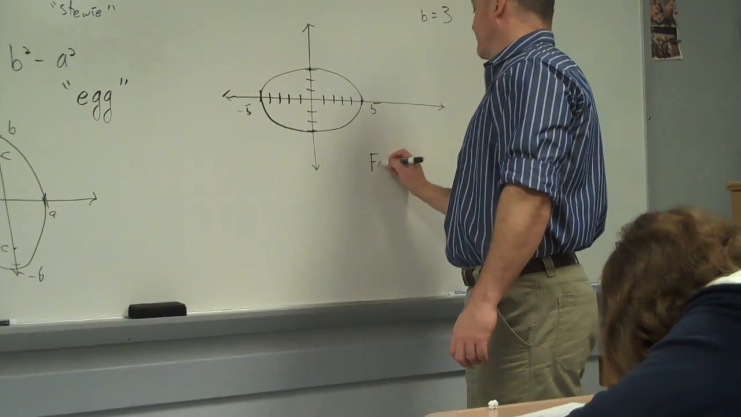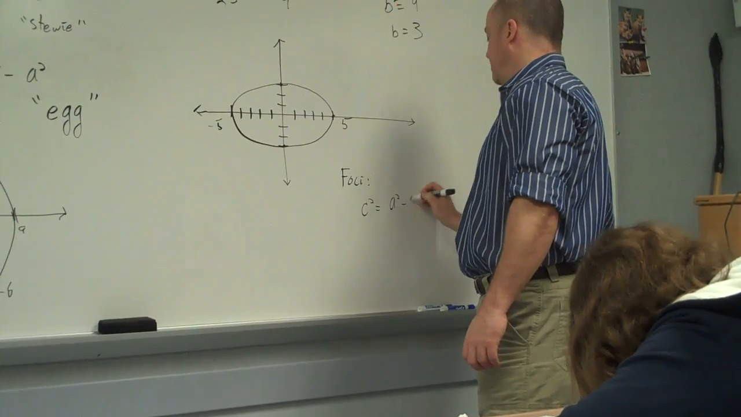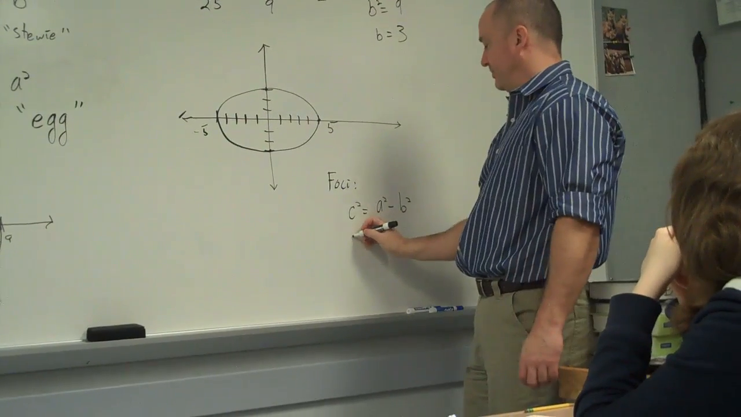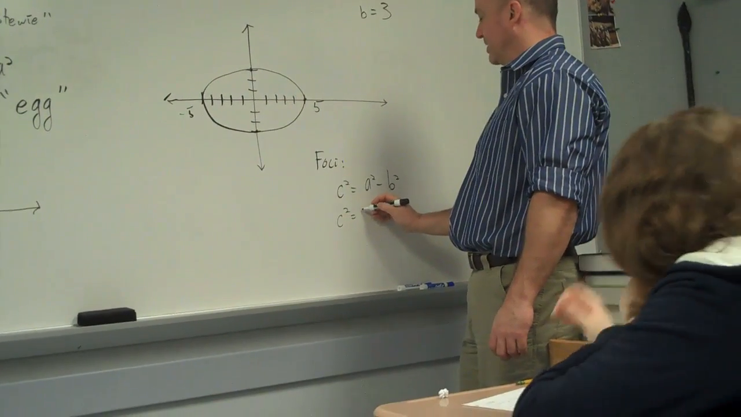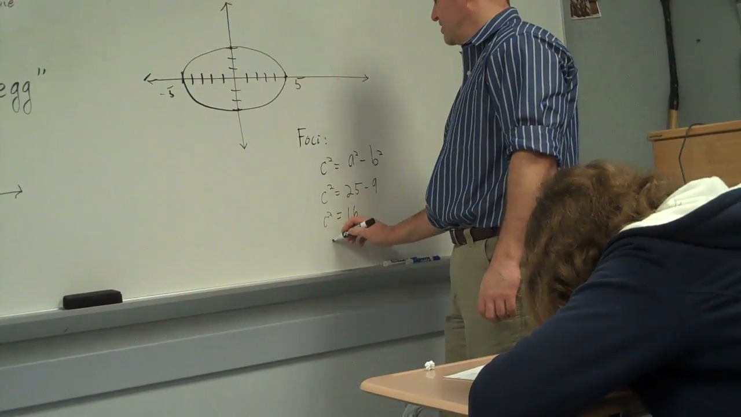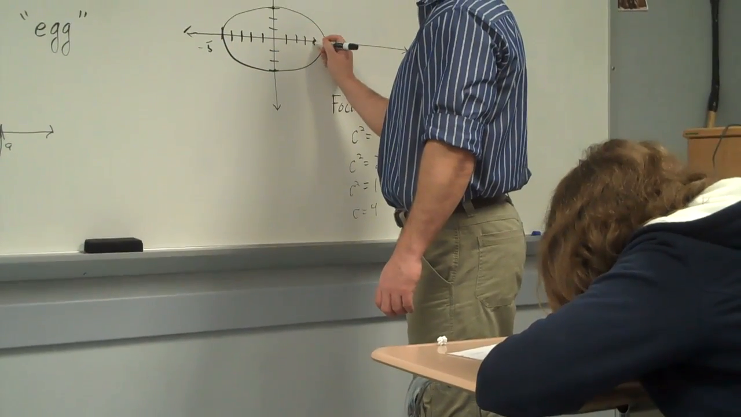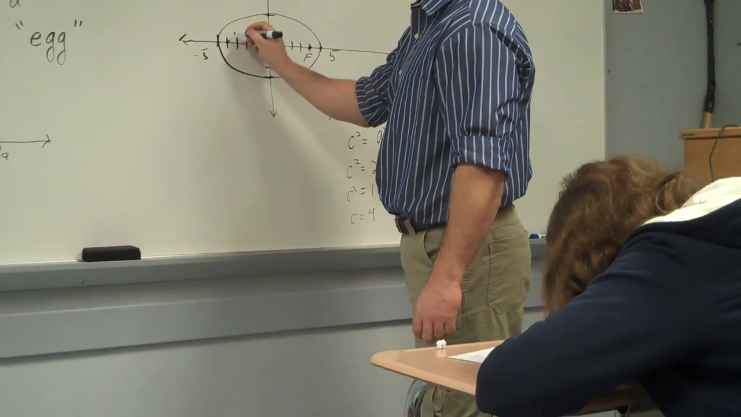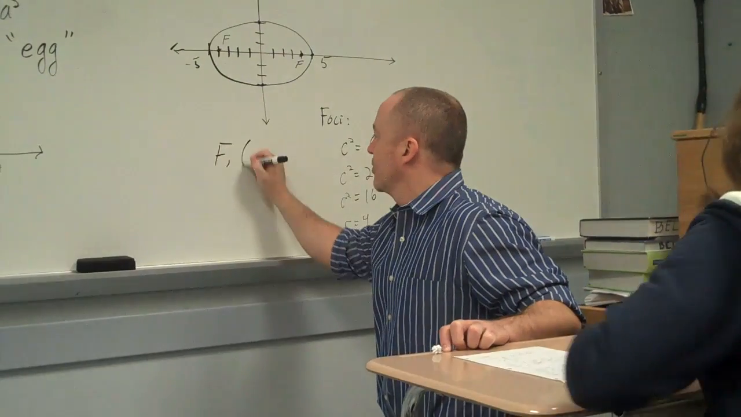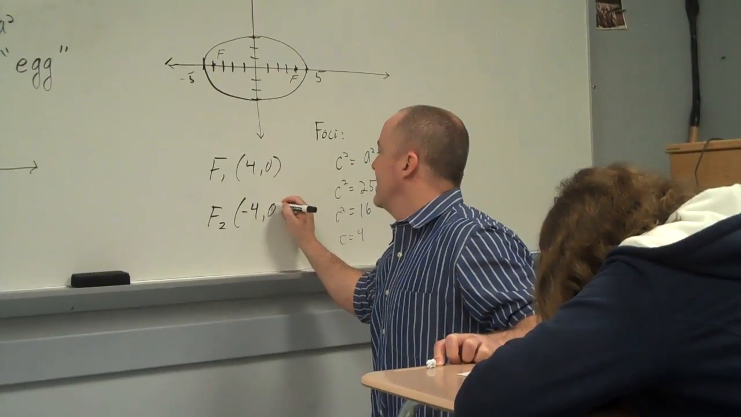Now for the foci, I have c squared equals, in this case, a squared minus b squared. So c squared equals 25 minus 9. So c squared is 16, so what's c? Positive 4. Here's one foci. Negative 4, here's the other foci. So if you're asked where they are, you would say the first foci is at 4, 0. The second foci is at negative 4, 0.